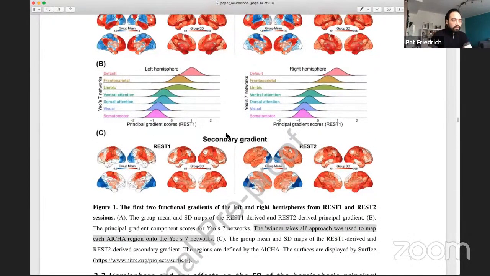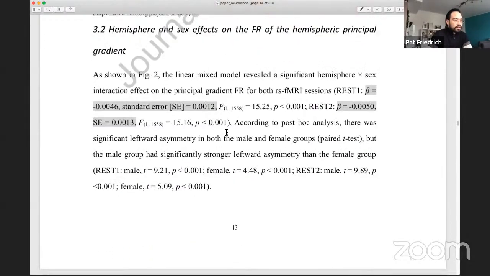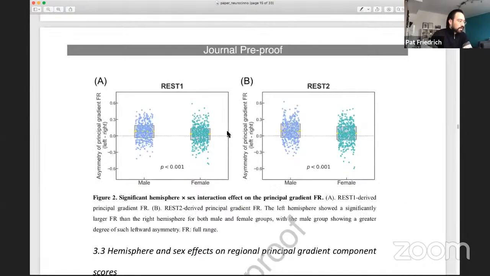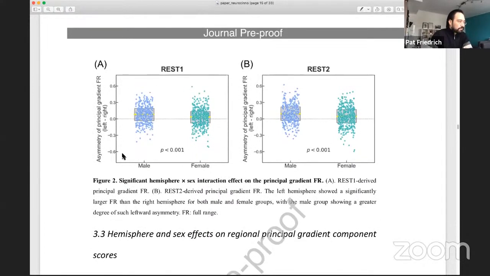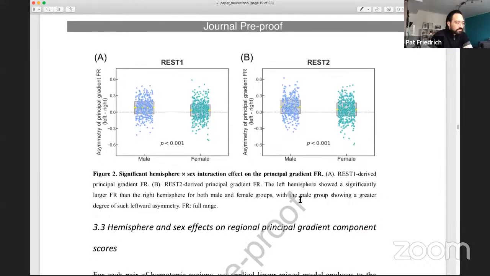And when you do this for both hemispheres separately and calculate left minus right or right minus left, you end up with this graphic showing a significant difference in this full range, in the variance or complexity of the gradient, with males having significantly higher full range in basically the left hemisphere compared to females. And that's true for the first principal gradient in both sessions. So it's a stable result.